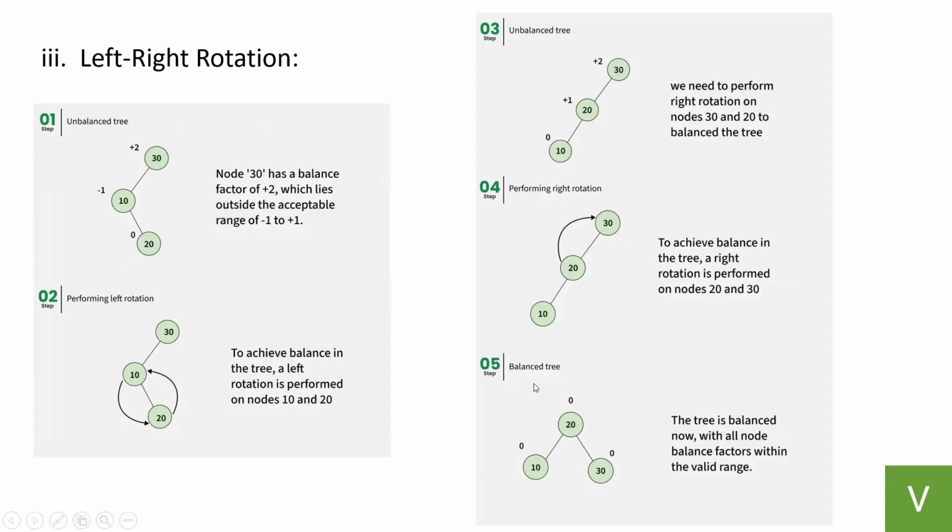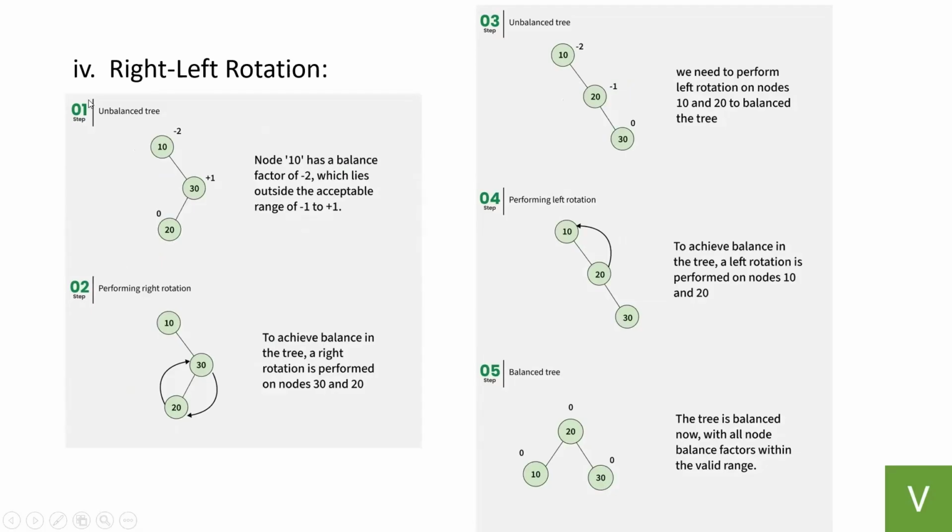So finally the 20 becomes the root node and 10 is the left child for the root node 20 and 30 is the right child for the root node 20. And then we will check the balancing factor for each. So now the AVL tree is balanced. So this is about left right rotation.